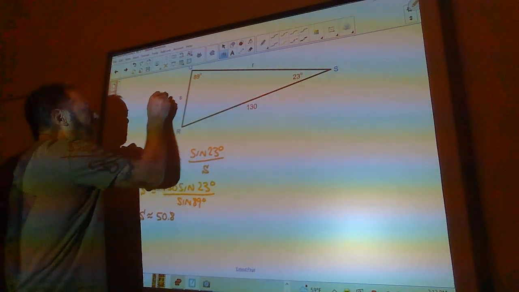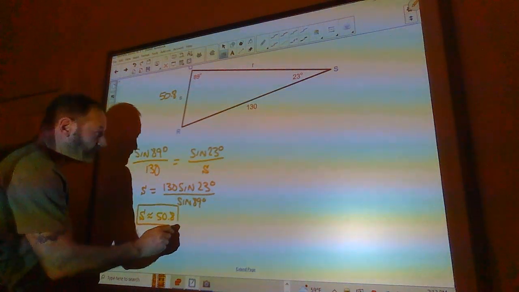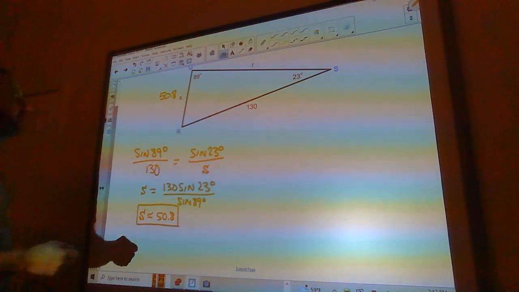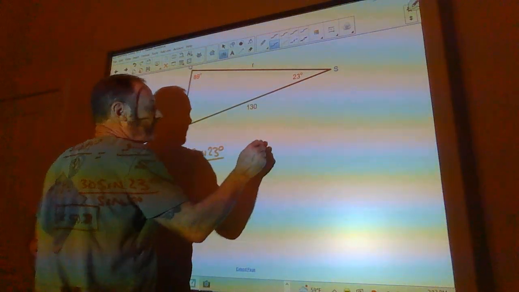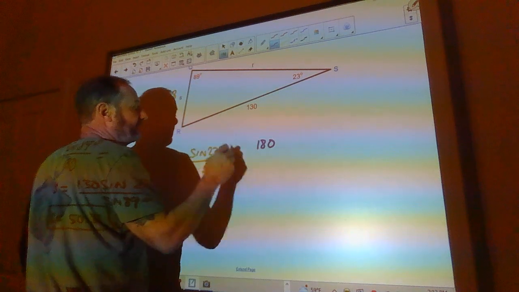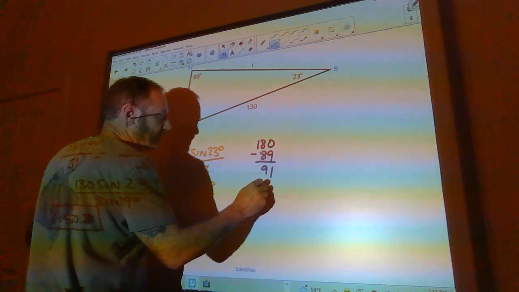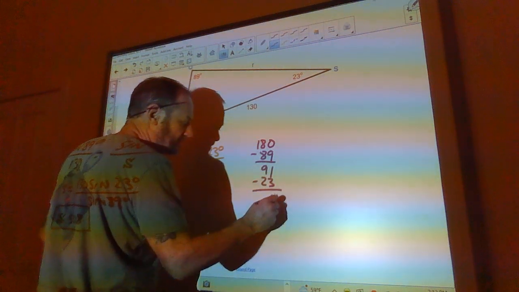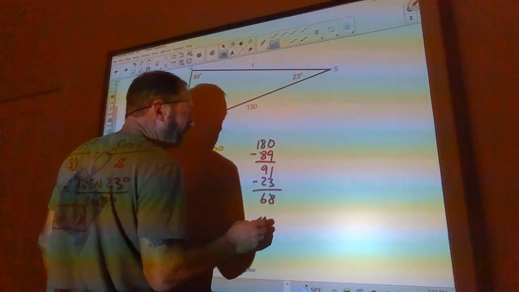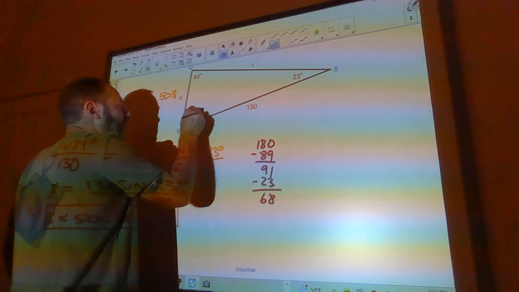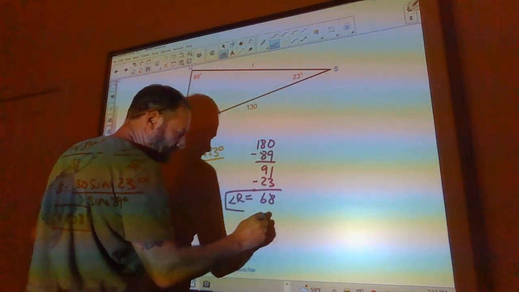Okay, so this side is going to be 50.8. I can also figure out R, because 180 minus 89 leaves 91, and then I'm going to subtract 23, and that's going to leave 68 degrees. That's got to go right here. So angle R is 68 degrees.